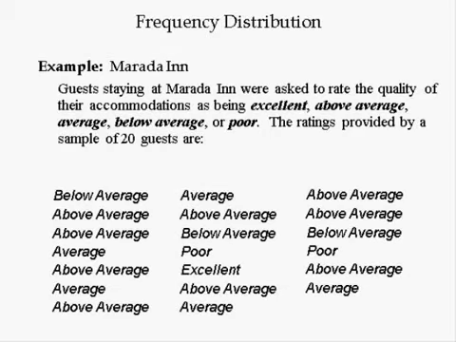The Murata-N example here shows the results of a sample of 20 guest responses to the hotel's customer survey. The survey asked customers to rate Murata's quality as being excellent, above average, average, below average, or poor.